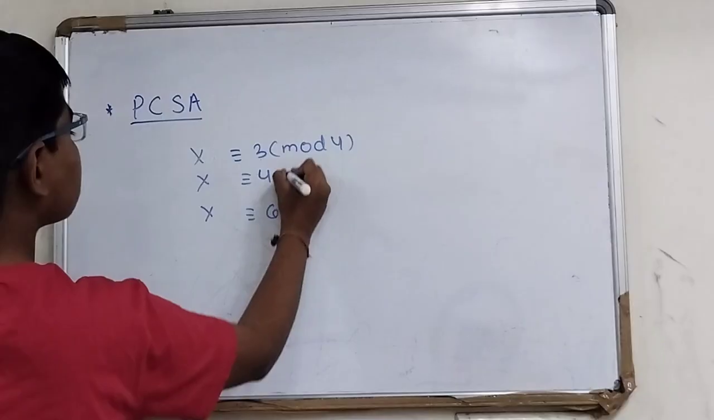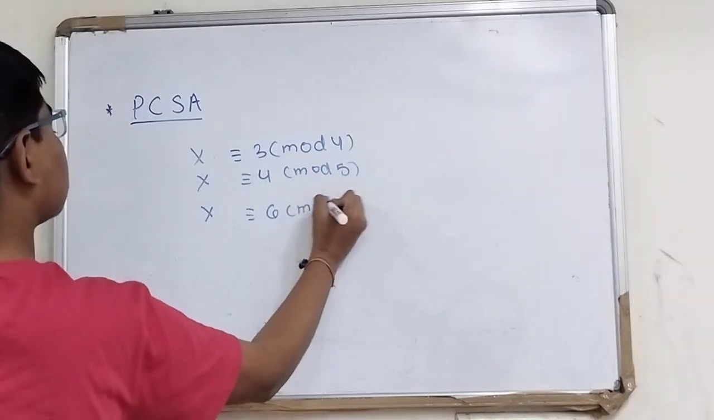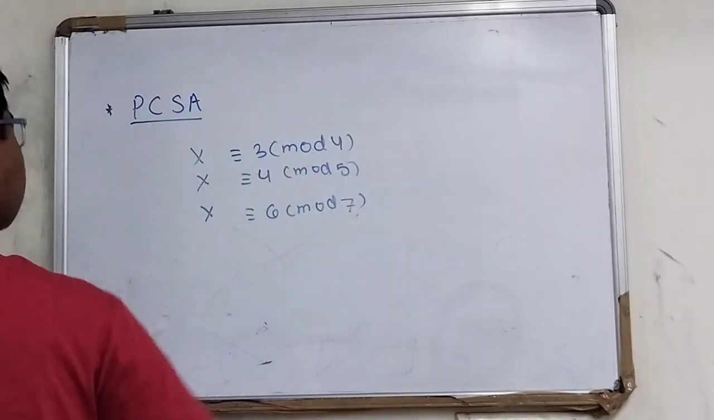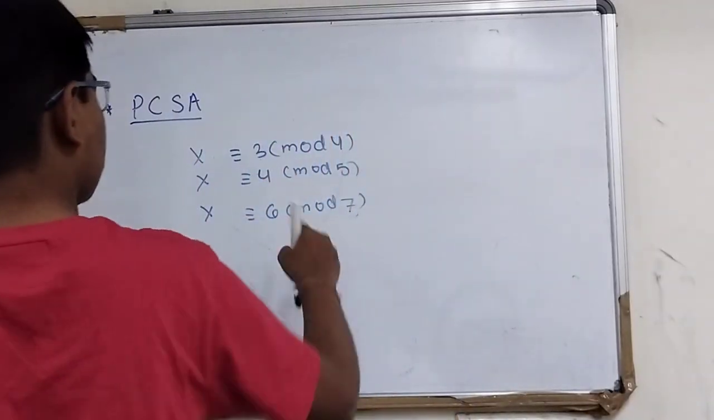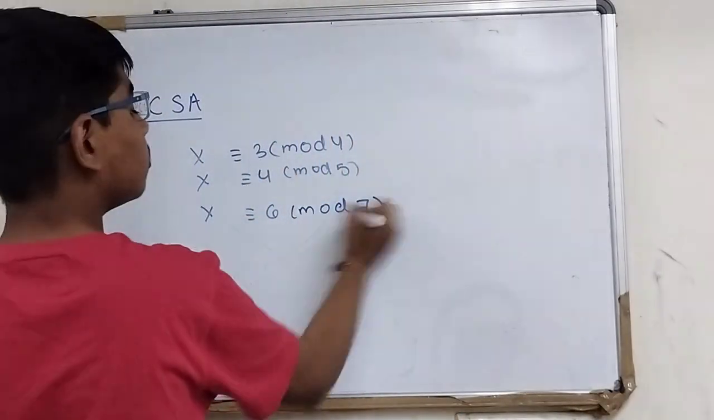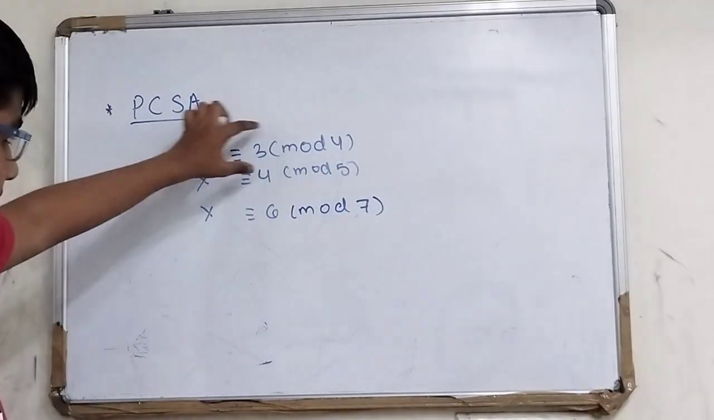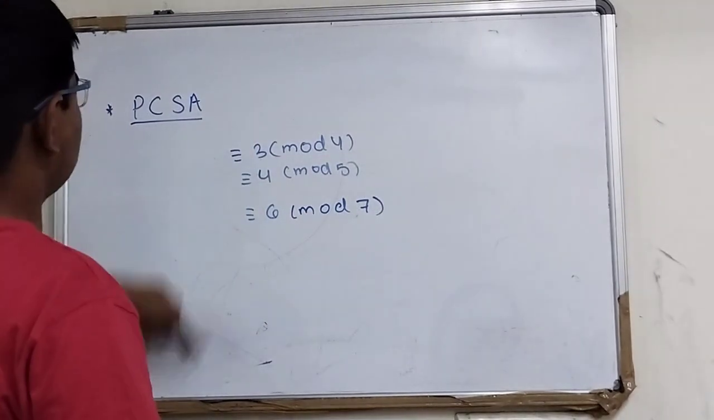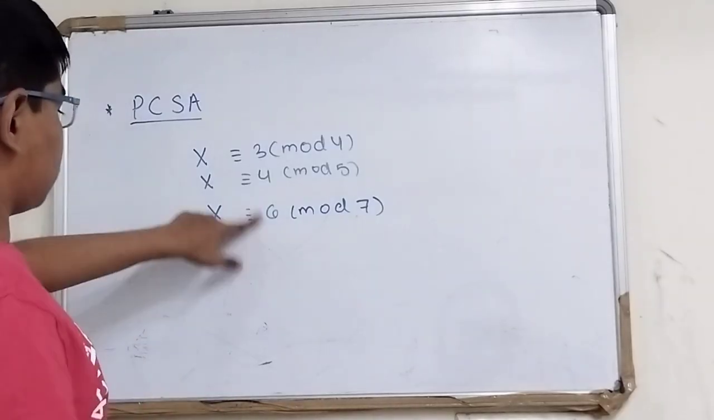X 4, 6. This also works for numbers which are not co-primes. Okay, I'll show you that also. I have mentioned that example in our paper, that it also works for numbers which are not co-primes. Now, what does my method say? Now, take this number.